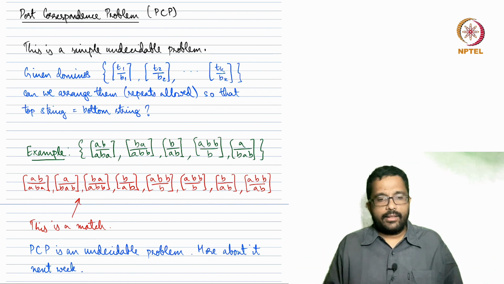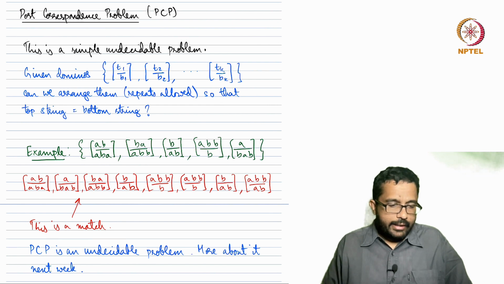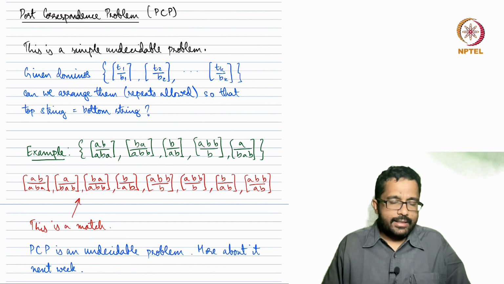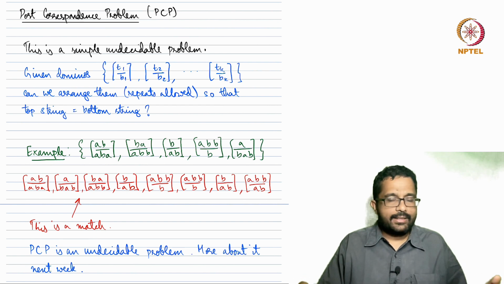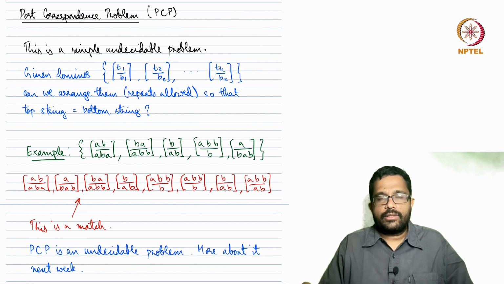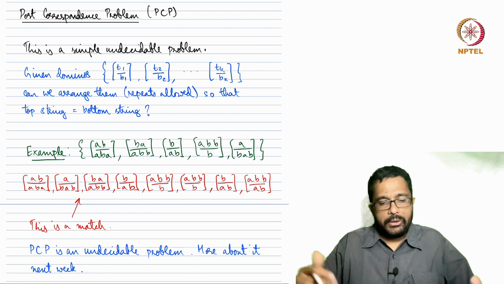So far the undecidable languages that we have seen are rather abstract. This is a very simple problem that is very easy to describe. You can even tell it to some third standard, fourth standard school going child, right? And the problem is so easy to describe, so I just want to describe the problem.